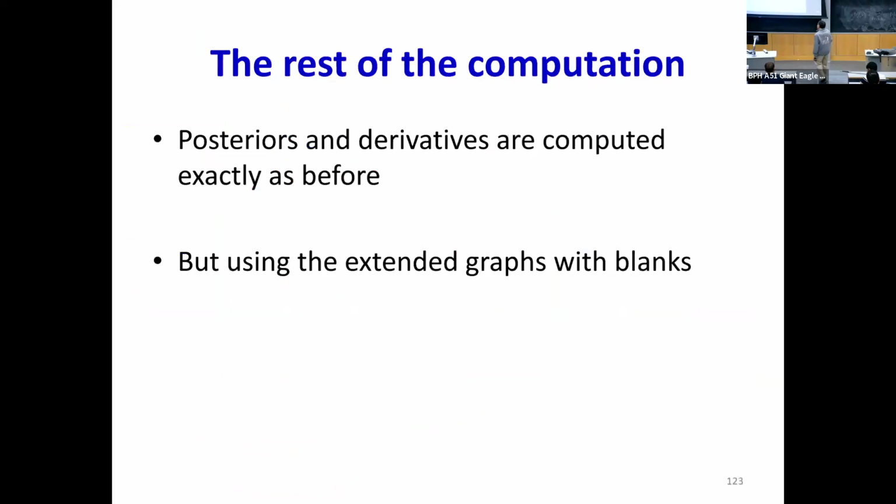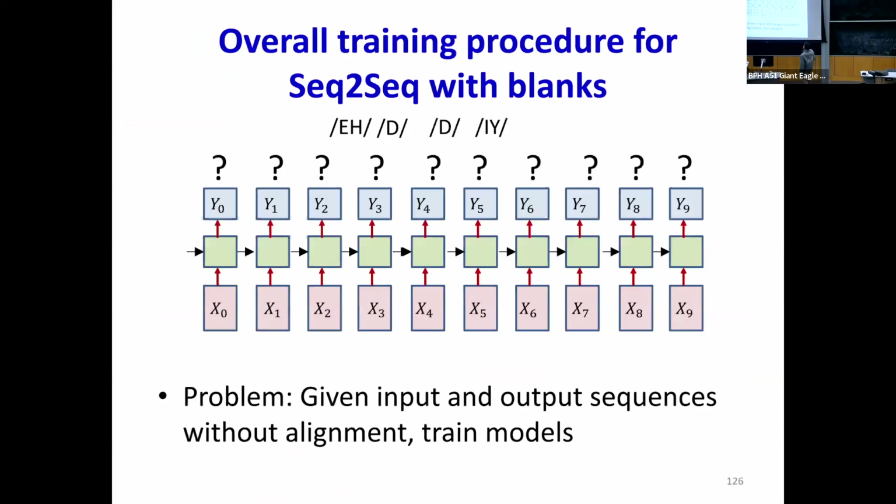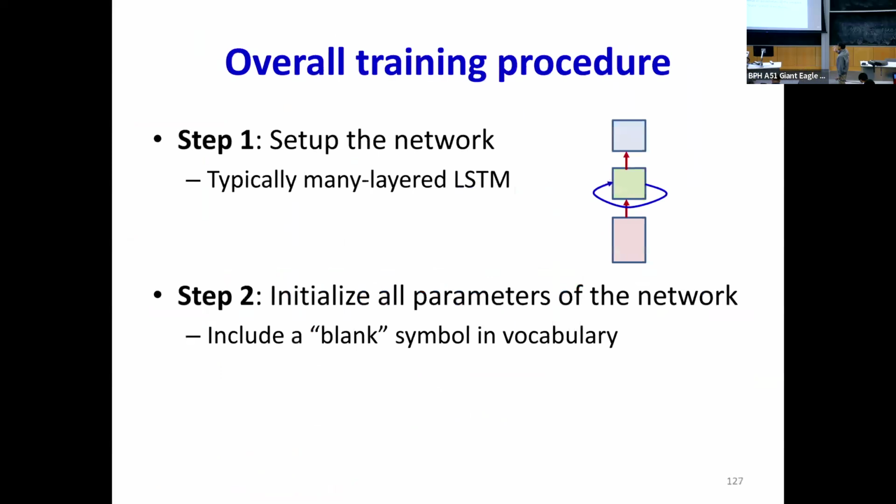So posterior and derivatives are computed exactly as before, but using the extended graph with blanks. So if you want the overall training procedure, here's what it's going to look like. You're given input and output sequences without alignment. We want to train our models. You set up the network, typically a multi-layered LSTM. You initialize all the parameters, but now we're going to introduce the invisible symbol, the blank, in your vocabulary. And so the parameters for this are going to be initialized as well, right?